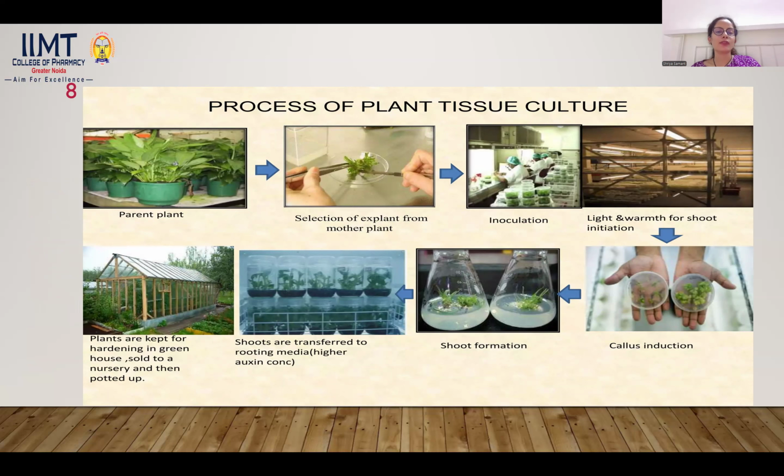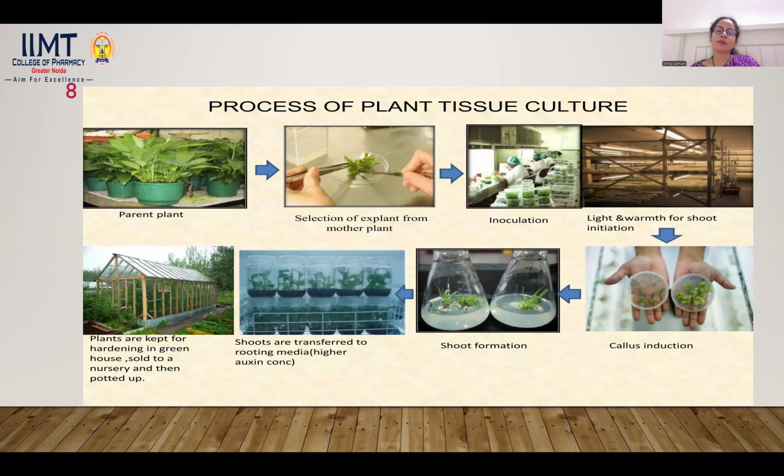Parent plant means the plant from which we will excise the explant, and which that explant will be used to grow the further clones. After the parent plant, we do the selection of the explant from the mother plant. Then inoculation will be done. Light and warmth is given for shoot initiation. Callus will be produced. Further, shoots will be formed.